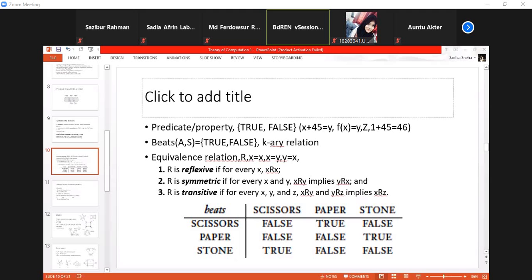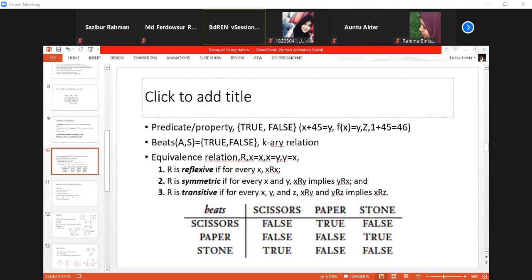Now, if there are two arguments that can be put as a domain, then it is known as a binary relation. And we represent a binary relation in the form of infix notation. We don't use the prefix notation. There is a special kind of relationship that we talked about in the last class, that is equivalence relation.